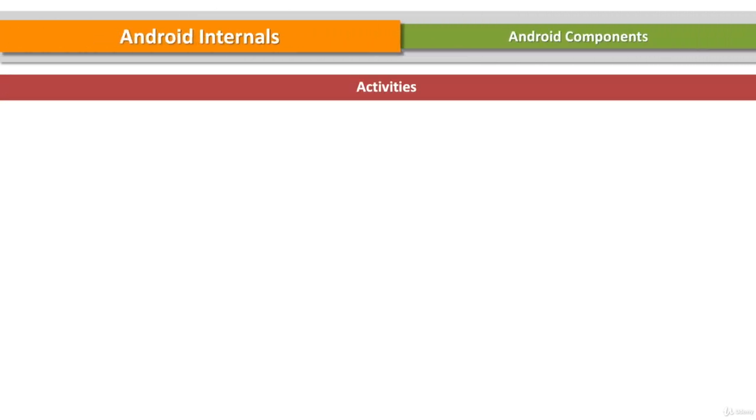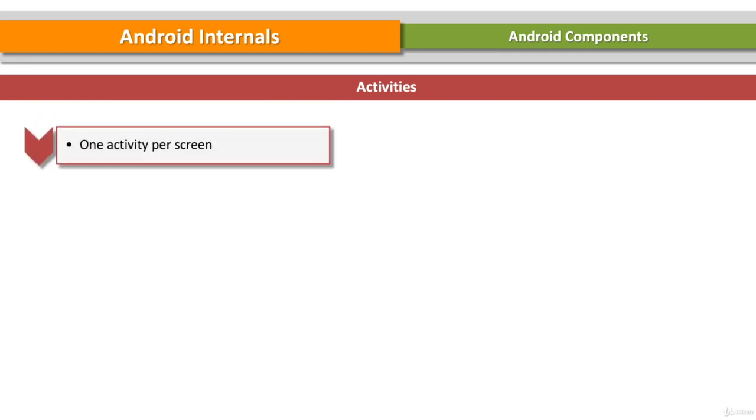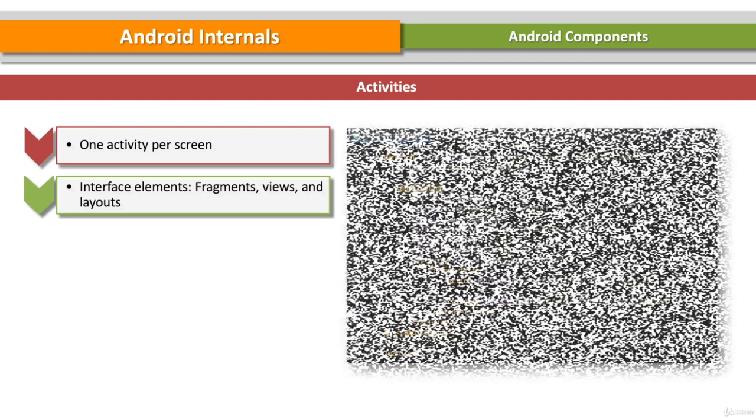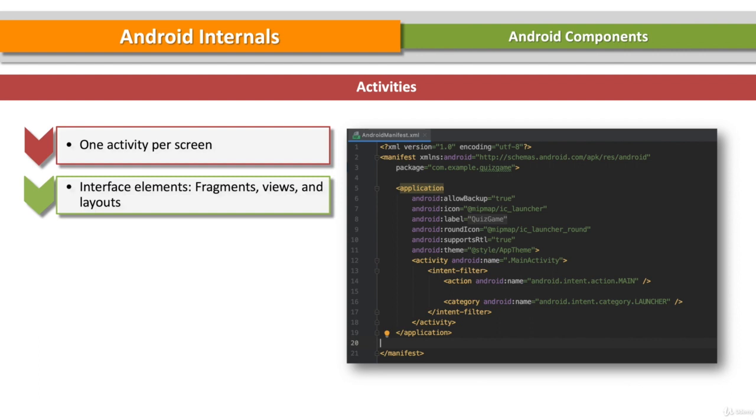So activities, they'll make up the visible part of any app. There's one activity per screen, so an app with 3 different screens implements 3 different activities. Activities are declared by extending the activity class. They contain all user elements, fragments, views, and layouts. Each activity needs to be declared in the Android manifest with the following syntax. Activities not declared in the manifest can't be displayed, and attempting to launch them will raise an exception.